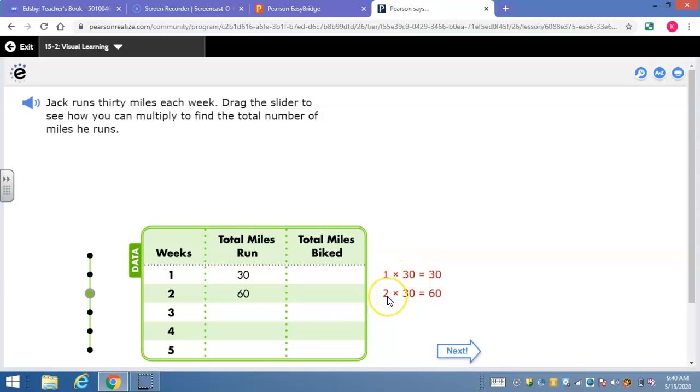The second one, there were 2 weeks, and he ran 30 miles in each week. So the problem would be 2 times 30, and the product would be 60. Third week, the same thing. 3 times 30 equals 90, and so on, until we get to the 5th week.